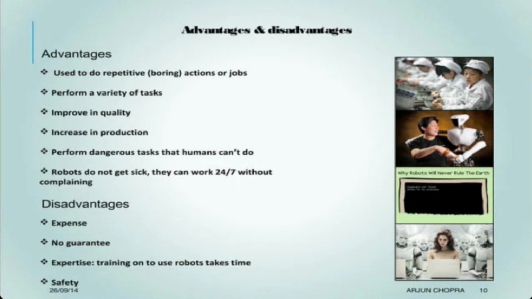So, the advantages and disadvantages. The advantages are that they are used to do repetitive or boring actions or jobs, perform a variety of tasks, improve quality, increase production, and perform dangerous tasks that humans can't do. Robots do not get sick. They can work 24/7 without complaining.